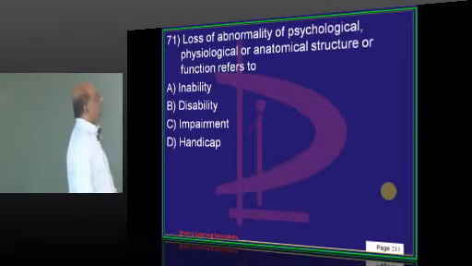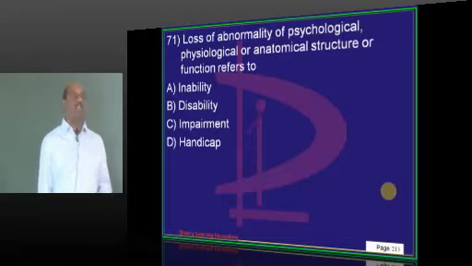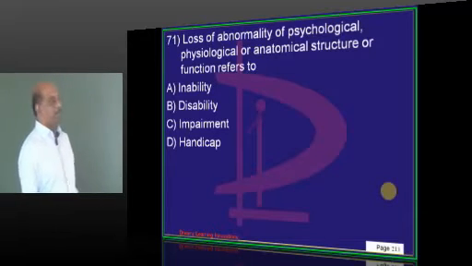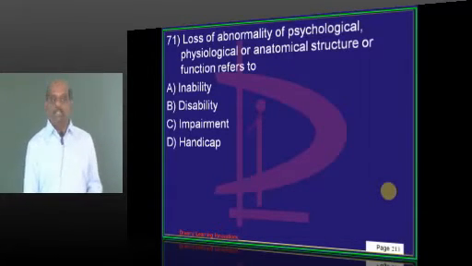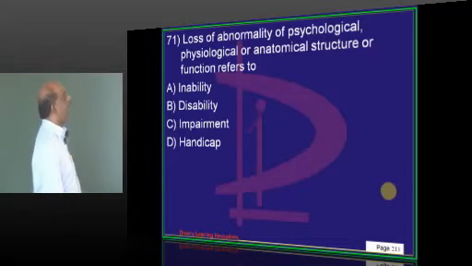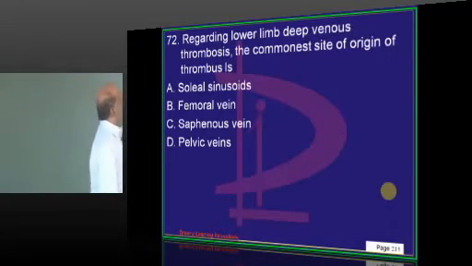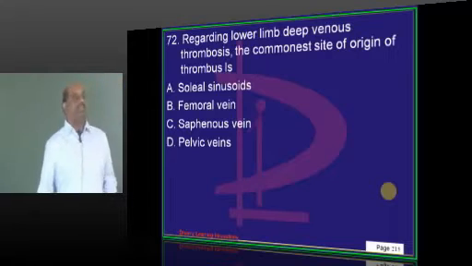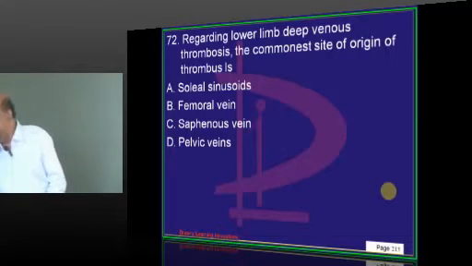Impairment. Impairment is a psychological, physiological or anatomical structure abnormality. The moment it affects the occupation, you call it as? Disability. And so on.